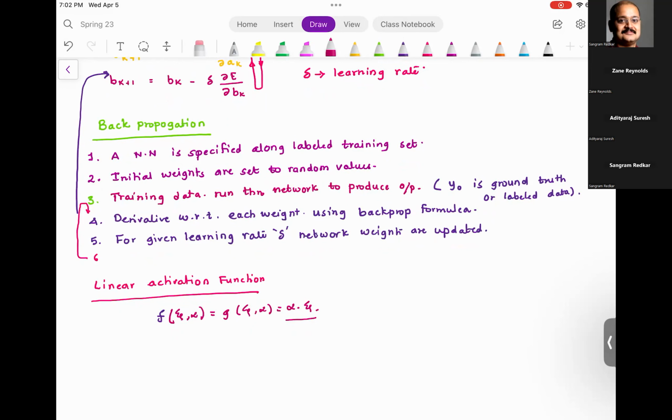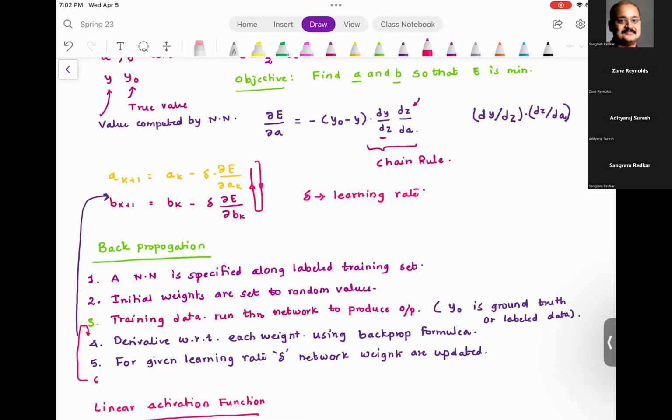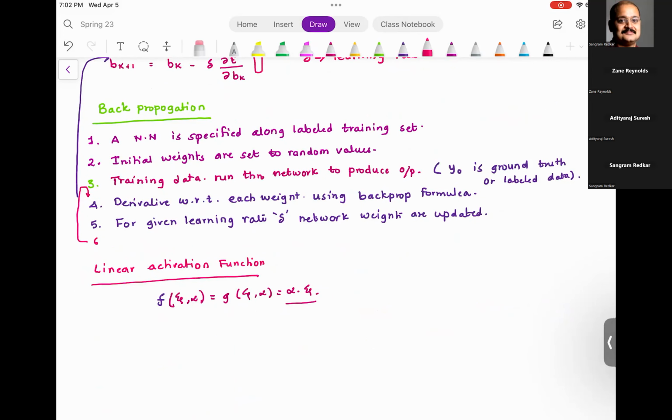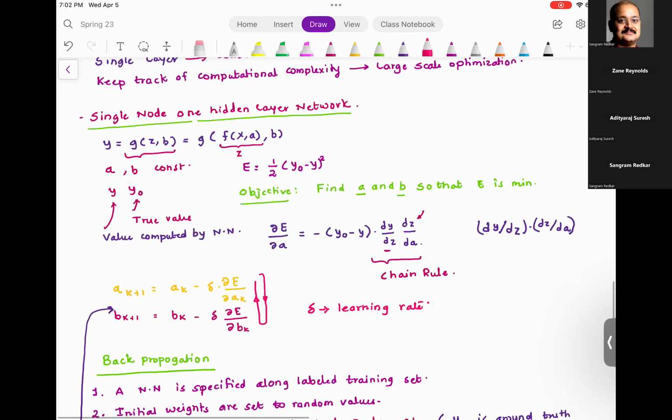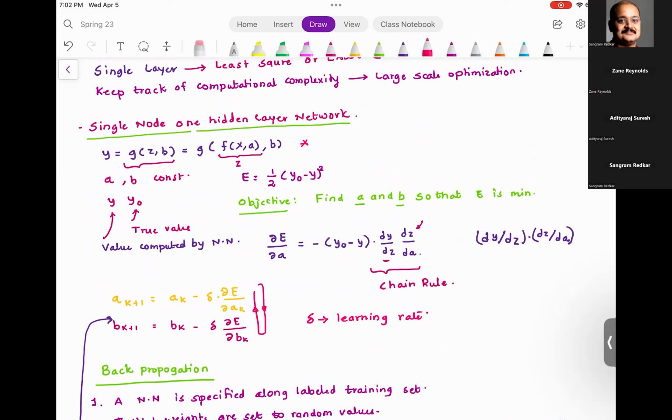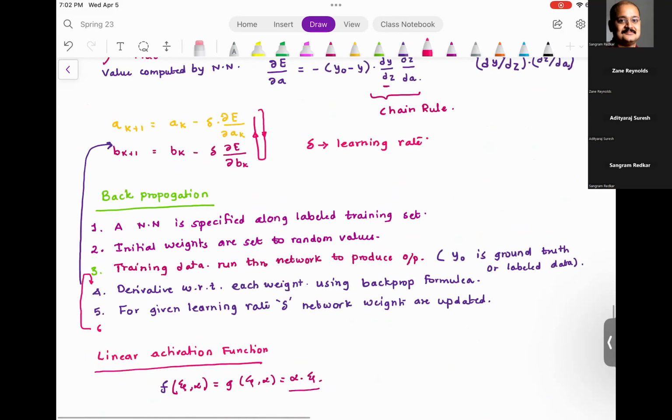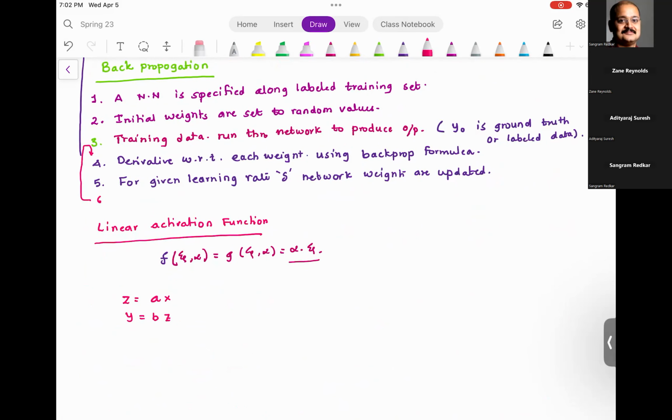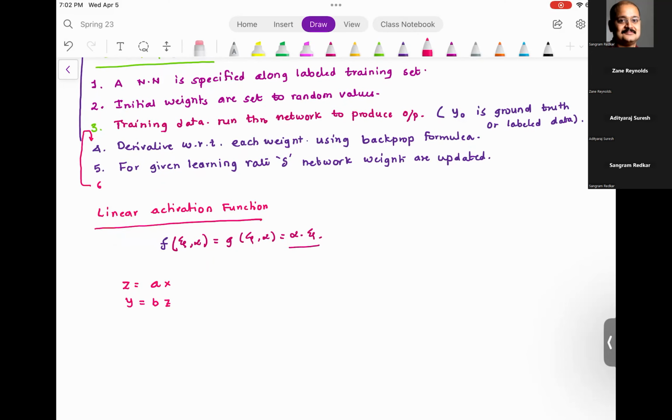If you look at the formulation that we talked about a moment ago, I'm going to substitute this linear activation function, and then I get the value of z is equal to ax and y is equal to bz. So please pay attention here. This is the equation that we are focusing on. You have f as one function, which is nothing but z, and g, which is operating on something else, and then you have this activation function. So now we can compute the gradients.